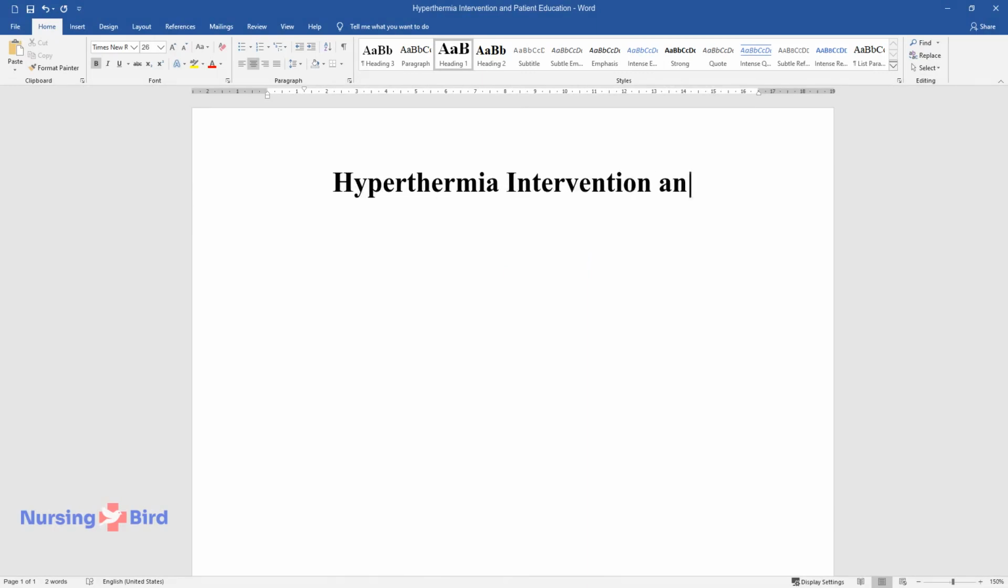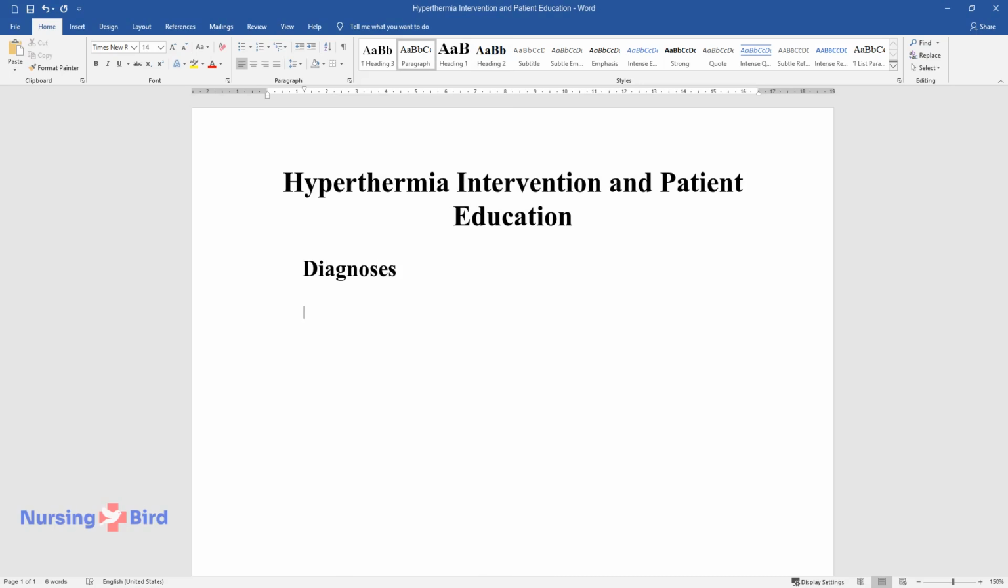Hyperthermia intervention and patient education. Diagnoses. Based on the presented evaluation of the patient, the two most suitable nursing diagnoses for Mary are the following.